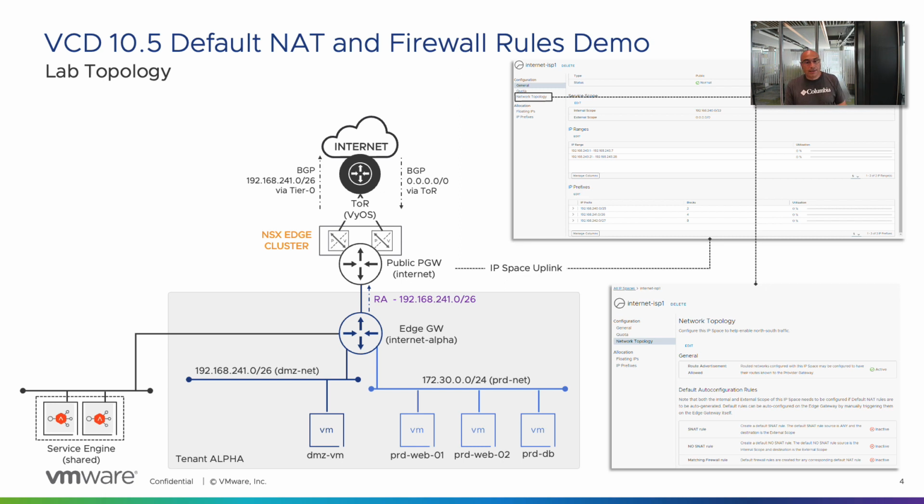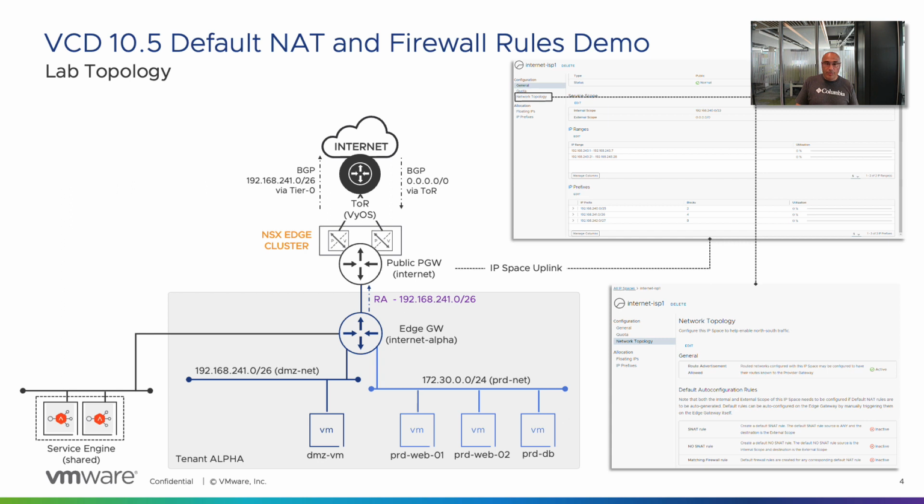In the first part, I'm going to use the default NAT and firewall auto configuration rule to create those rules automatically, at the same time ensuring that I'm not going to break the communication for the natively routed DMZ network. That's important in my situation.